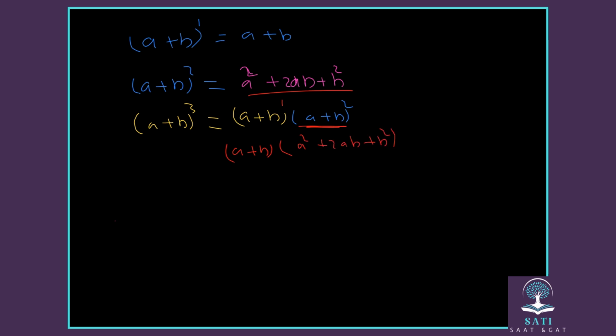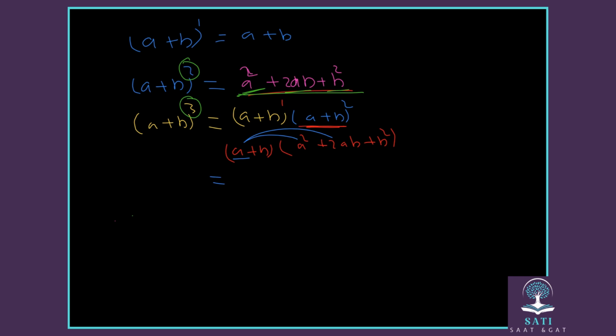Now you multiply the first one by the first, then the first times the second, then the first times the third, then the second times the first, and so on. It will be too long. How many terms will you get? If the power here is 2, you will get 3 terms: the first term, second term, third term. If the power here is 3, how many terms will you get? You will get 4 terms.